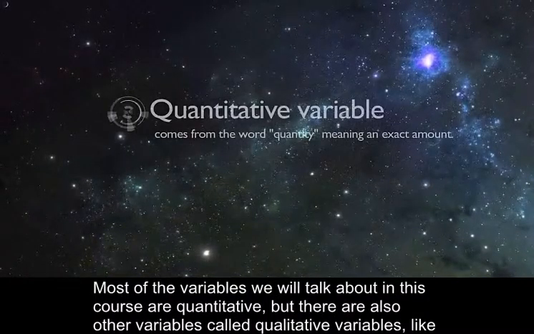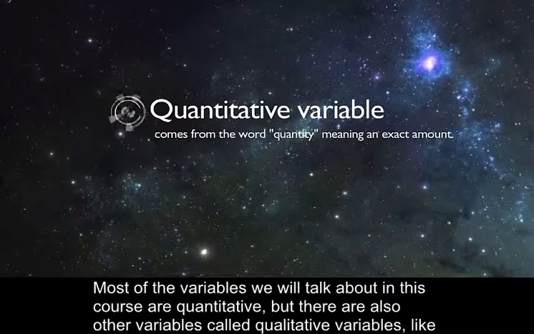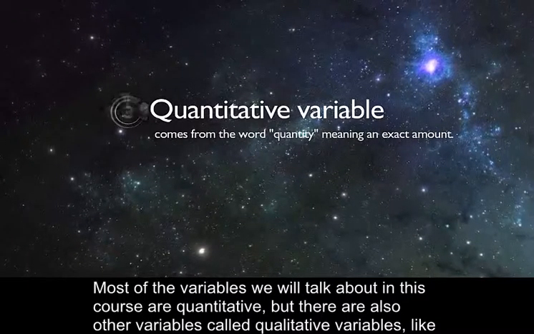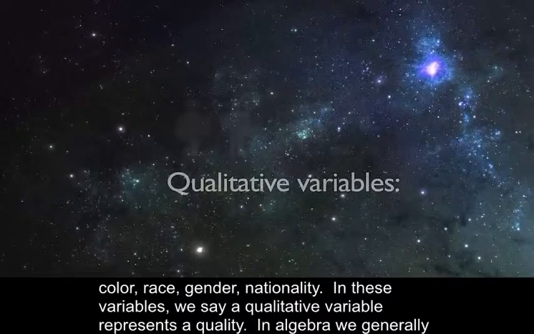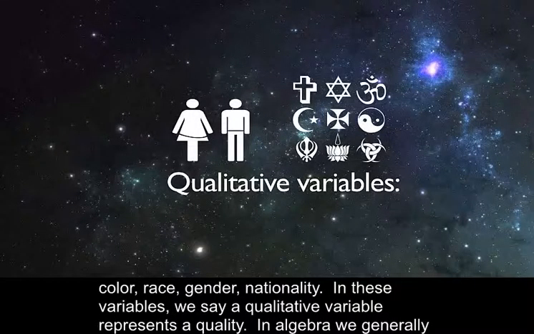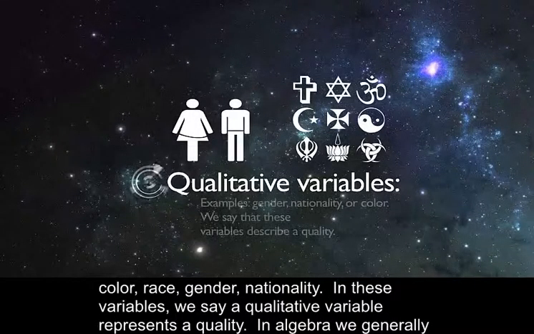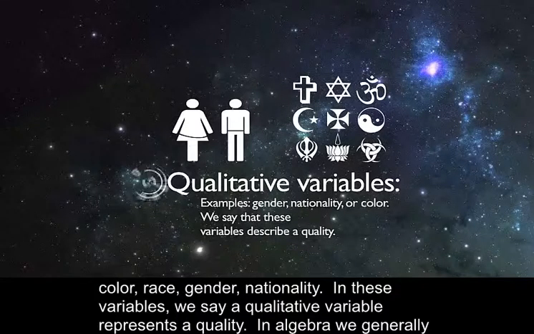Most of the variables we will talk about in this course are quantitative, but there are also other variables called qualitative variables like color, race, gender, nationality. In these variables, we say a qualitative variable represents a quality.